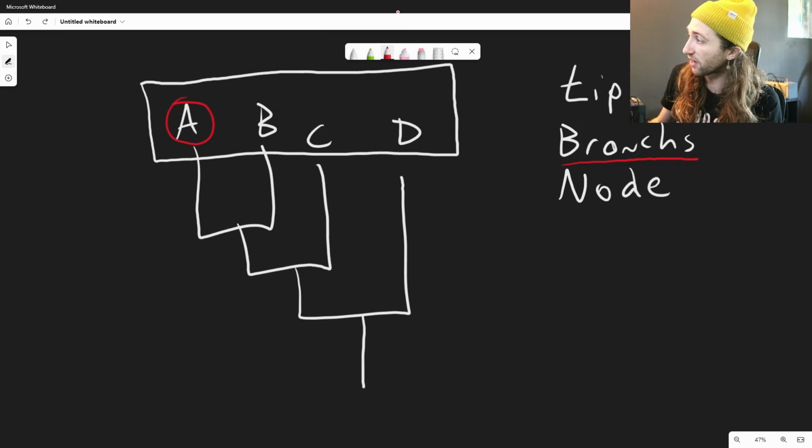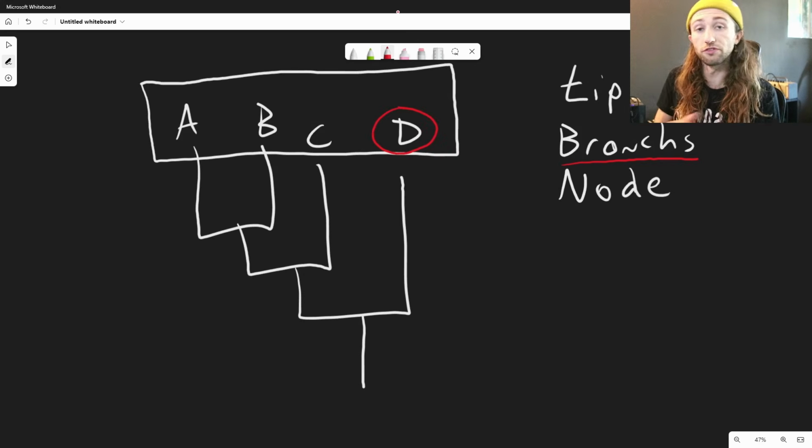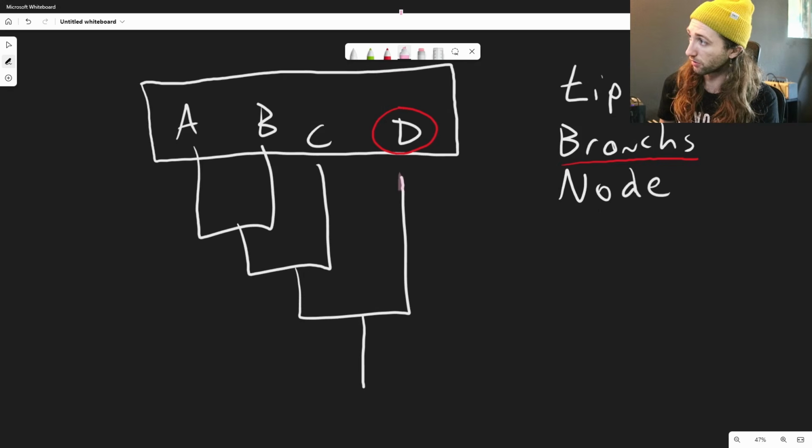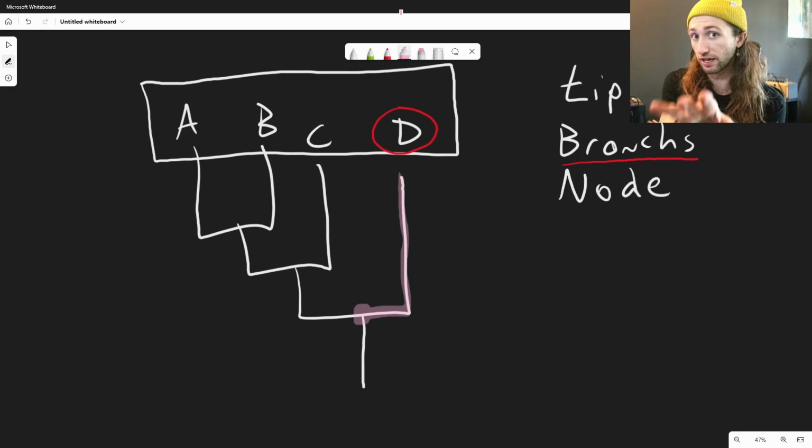Now, let's ask this again, but on the other side. What is D? What is sister to D? Okay, so again, go down to the most recent common ancestor of just D. Just to make this clear, we'll use the highlighter again. We'll go down, we hit that first node. This is our most recent common ancestor of just the taxa D.